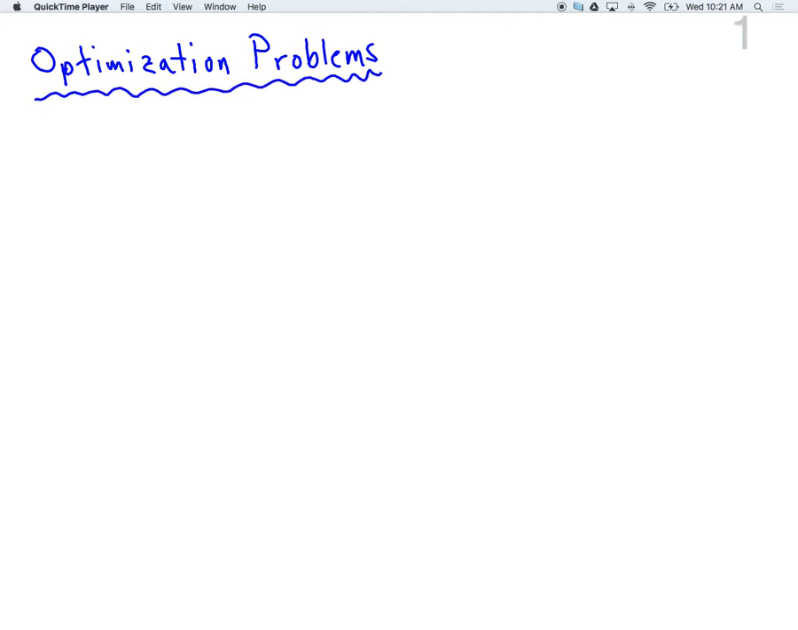Alrighty, so what we're going to do is take a look at some optimization problems. And you've done optimization problems last year. It's just that when you did it last year, every problem turned out to be a quadratic. That's not going to be the case for us because this is calculus. They're also known as max-min problems.